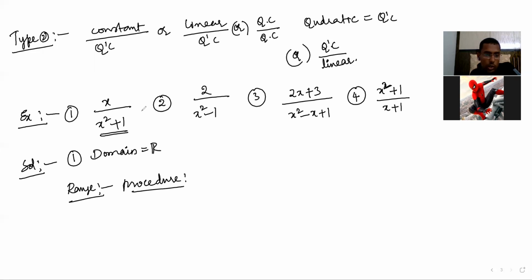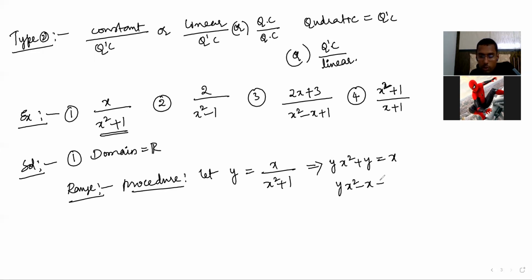What is the procedure to find the range? Process to find the range. Let y equal to x by x square plus 1. That implies y x square plus y equal to x. The next step: y x square minus x plus y equal to 0.